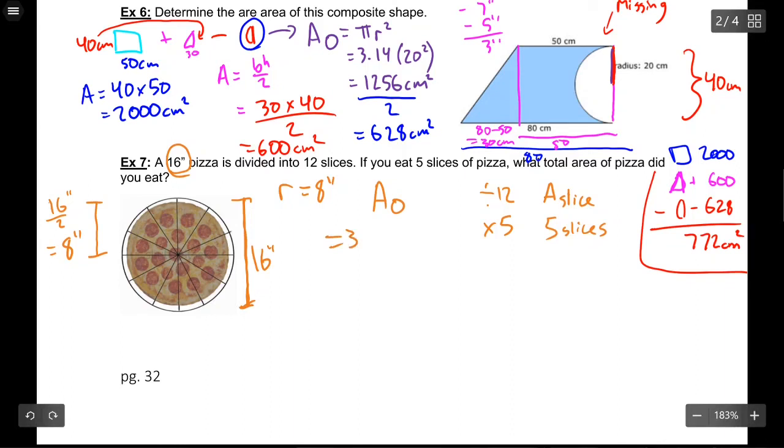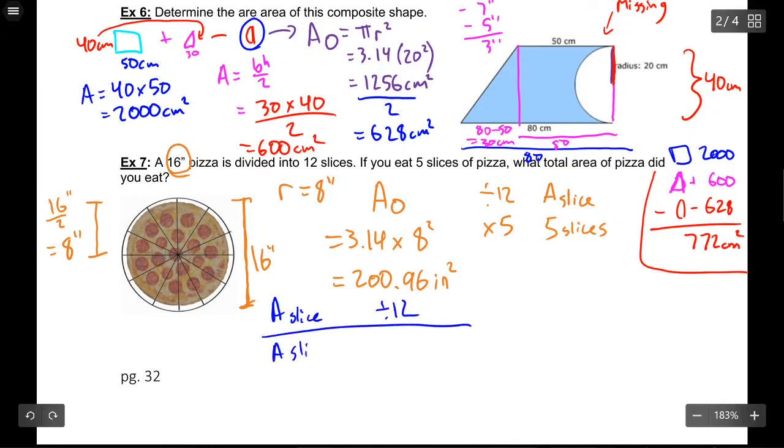So the area of our full circle is 3.14 times our radius squared. 8 squared is 64. So 64 times pi is 200.96 square inches of pizza. Then the area of a slice, we are going to divide that number by 12. When you divide that by 12, you get 16.746666 and so on.